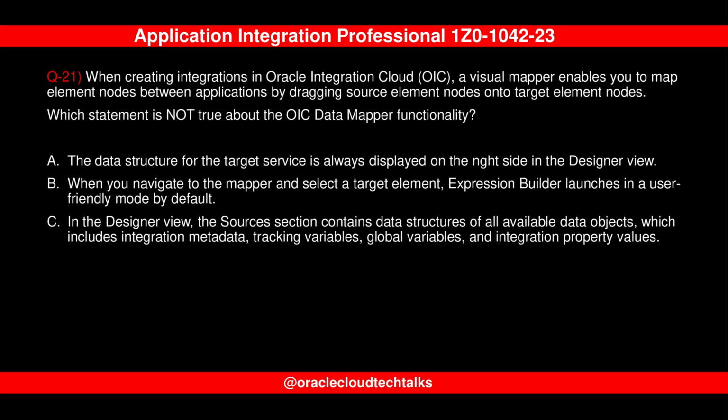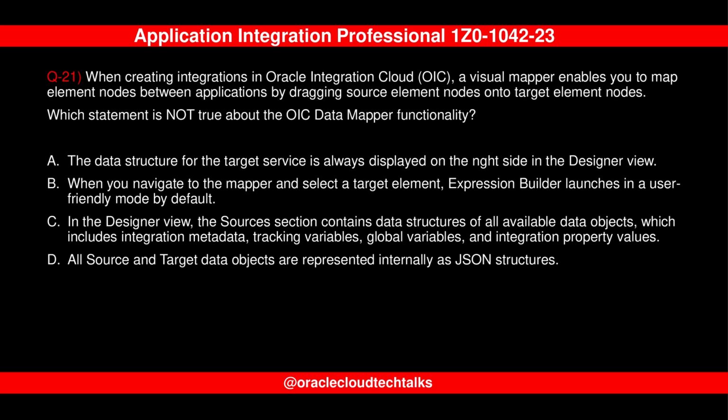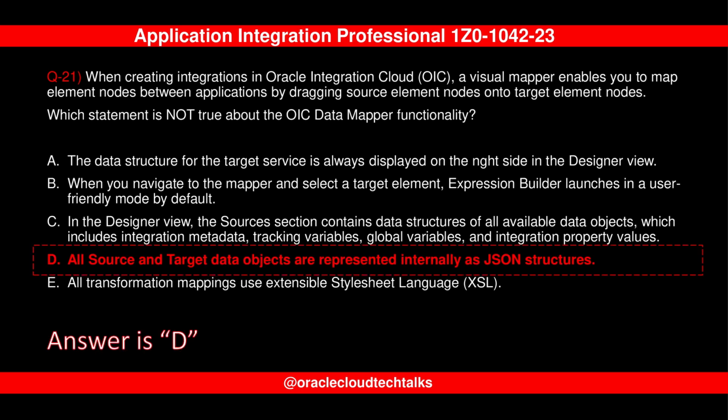C. In the designer view, the sources section contains data structures of all available data objects, which includes integration metadata, tracking variables, global variables, and integration property values. D. All source and target data objects are represented internally as JSON structures. E. All transformation mappings use extensible stylesheet language, XSL. Answer is D.